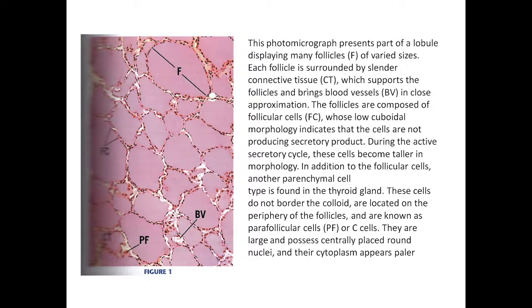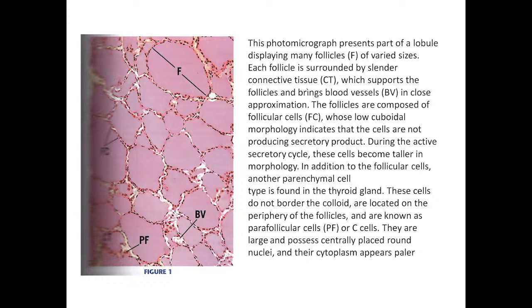This photomicrograph presents part of a lobe containing many follicles, F, of various sizes. Each follicle is surrounded by slender connective tissue, CT, which supports the follicle and brings blood vessels. In close approximation, the follicles are composed of follicular cells whose low cuboidal morphology indicates that the cells are not producing secretory product. During the active secretory cycle, these cells become taller in morphology.